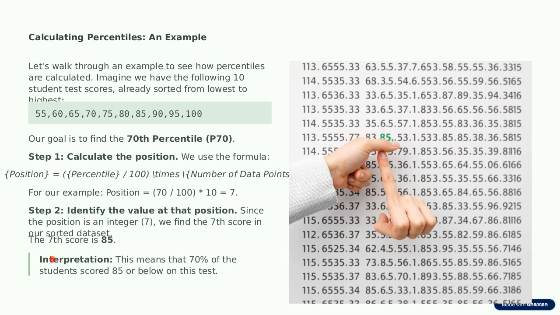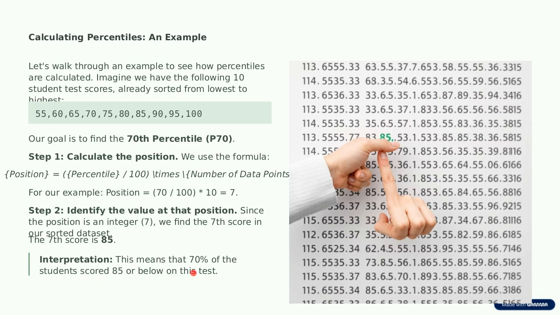So what's the interpretation of this analysis? This means that 70%, which is the 70th percentile, of the students scored 85 or below.